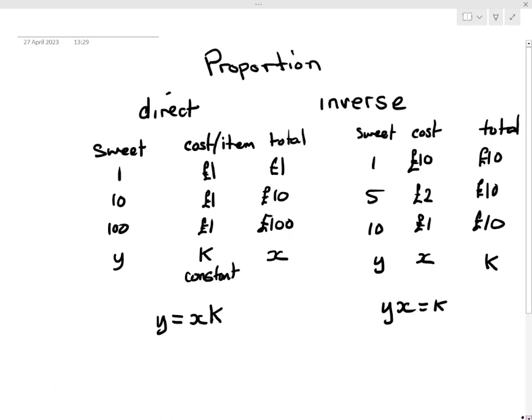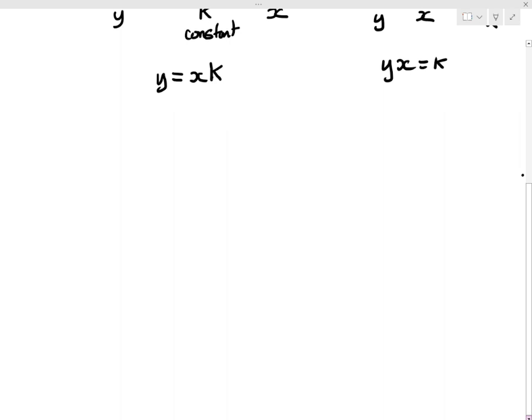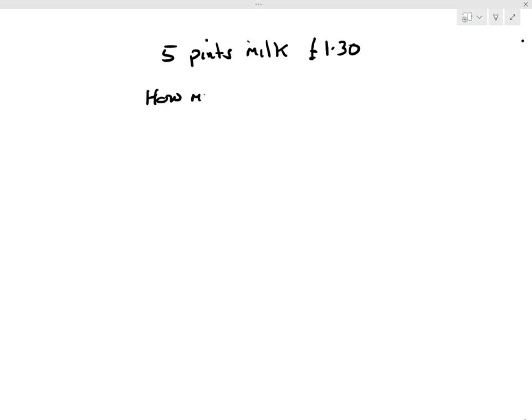Now these are very wordy questions most of the time. So start off with a very simple one. You buy 5 pints of milk, and that costs you £1.30. So how much are 3 pints? Yeah. So this is direct proportion, isn't it?